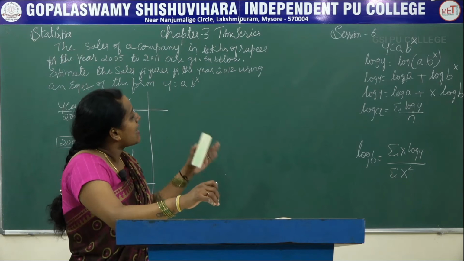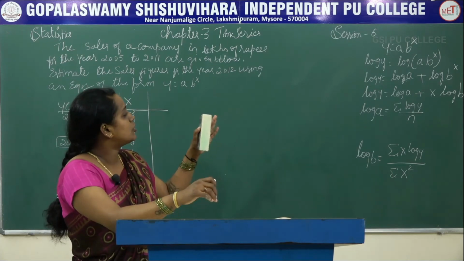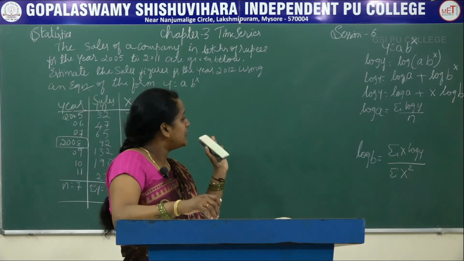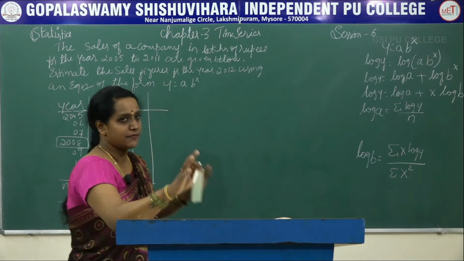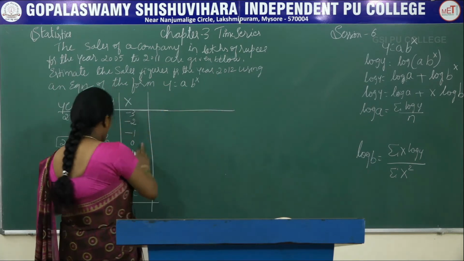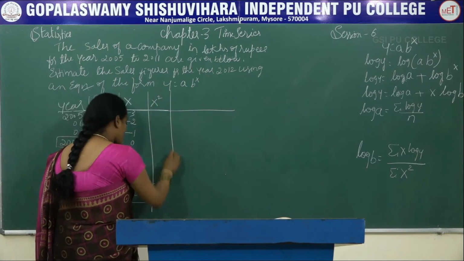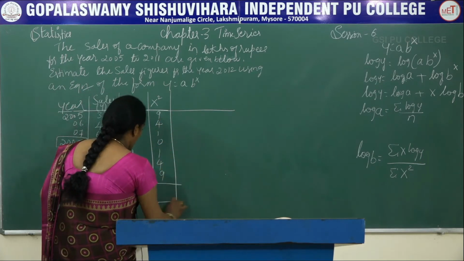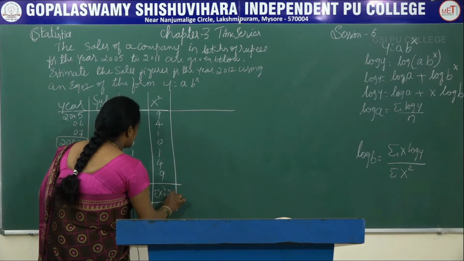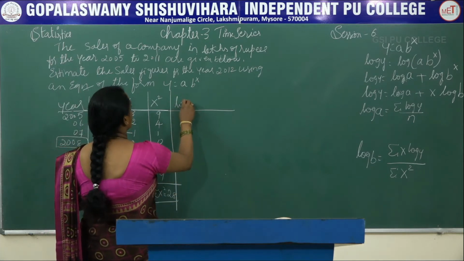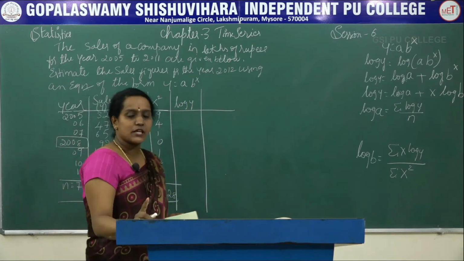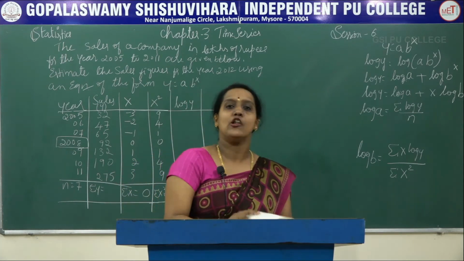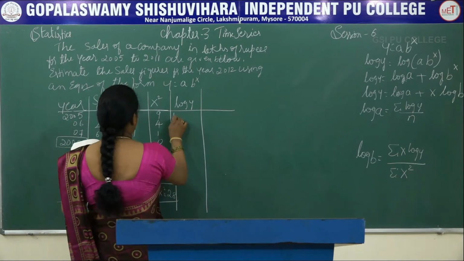See here, to find log a and log b we want to complete this table using the data. We have to find log y, x into log y, and x square. I have already calculated the x values, so next is x square. X square is 9, 4, 1, 0, 1, 4, 9, and the summation of x square will become 28. Then the next step is log y. Using your scientific calculator, you know to find the log values, so find the log y values, and the log y values are like this.